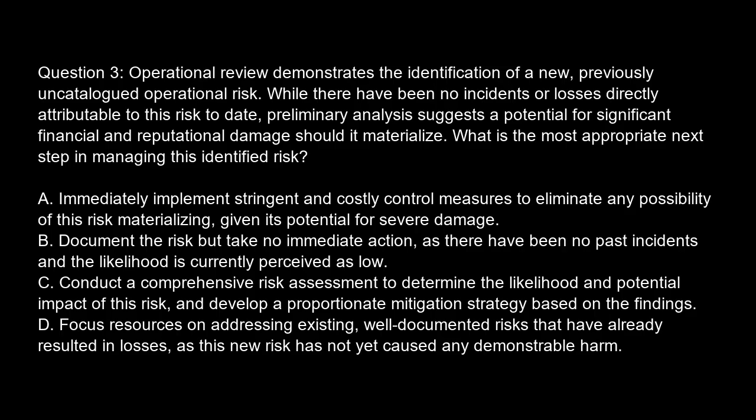Option A. Immediately implement stringent and costly control measures to eliminate any possibility of this risk materializing, given its potential for severe damage. Option B. Document the risk but take no immediate action, as there have been no past incidents and the likelihood is currently perceived as low. Option C. Conduct a comprehensive risk assessment to determine the likelihood and potential impact of this risk, and develop a proportionate mitigation strategy based on the findings. Option D. Focus resources on addressing existing, well-documented risks that have already resulted in losses, as this new risk has not yet caused any demonstrable harm.